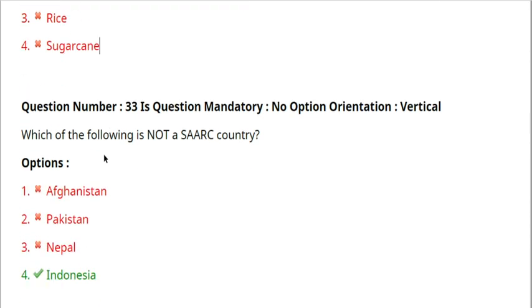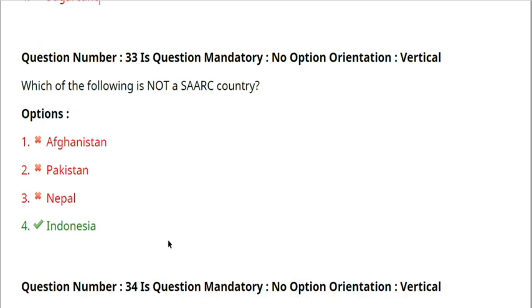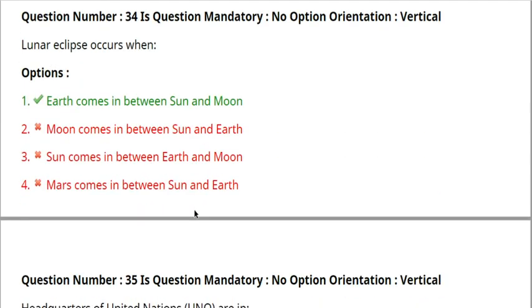Which of the following is not a SAARC country? So what is the full form of SAARC? SAARC means South Asian Association for Regional Cooperation. Friends, SAARC is a political organization consisting of 8 countries from South Asia. The 8 countries include Bangladesh, Bhutan, India, Maldives, Nepal, Pakistan, Sri Lanka, and lastly Afghanistan. Here, Indonesia is not a SAARC country. Next, lunar eclipse occurs when the earth comes in between the sun and the moon, we call it a lunar eclipse.